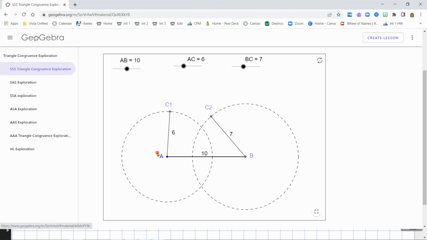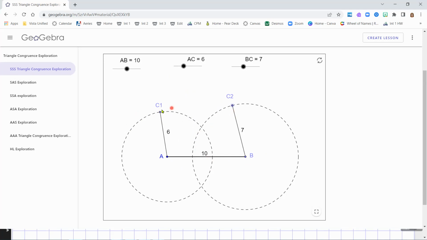So first thing we're going to do is take a look at this situation where we have side, side, side. We have three set sides. One of them's 10, one of them's 6, one of them's 7. Now the 10 is sitting here, and at the end of the 10 on one side, with a compass, which is what we did the other day, we're drawing a circle of radius 6. At the other end of that length 10 segment, we're drawing a circle of radius 7. And we want to see how many different triangles we can form with this.